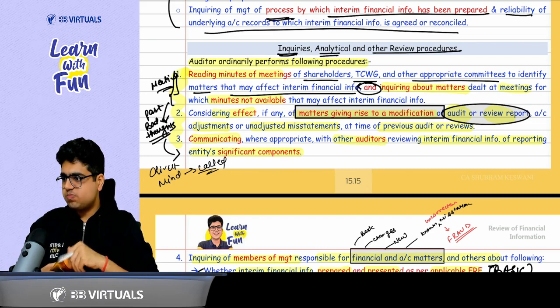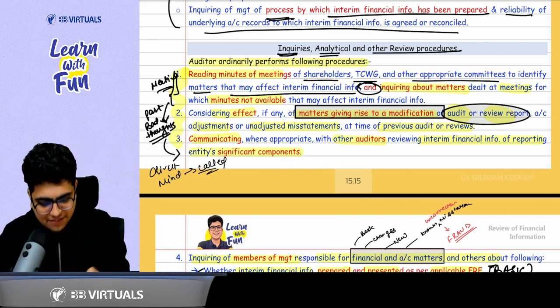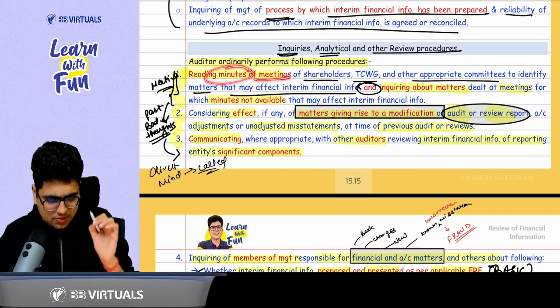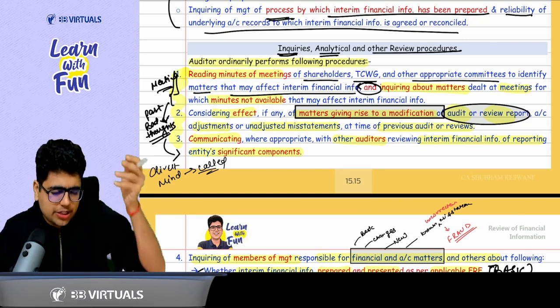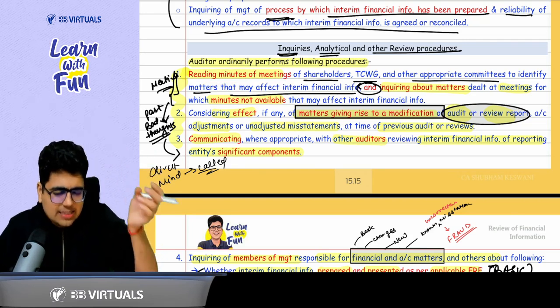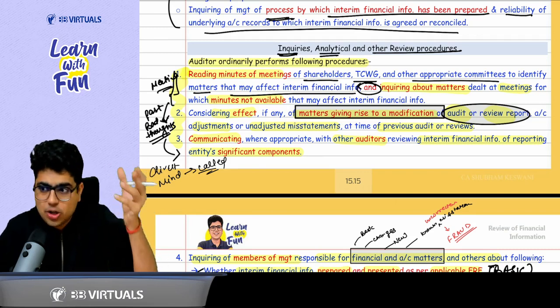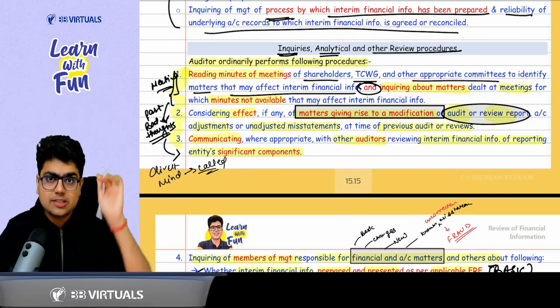Minutes. Very, very good. We will start with the reading of the minutes of the meeting. Sir, the minutes of the meetings of what? TCWG, shareholders, committees. For certain meetings, the minutes may not be available. So, inquire about the matters dealt at such meetings.